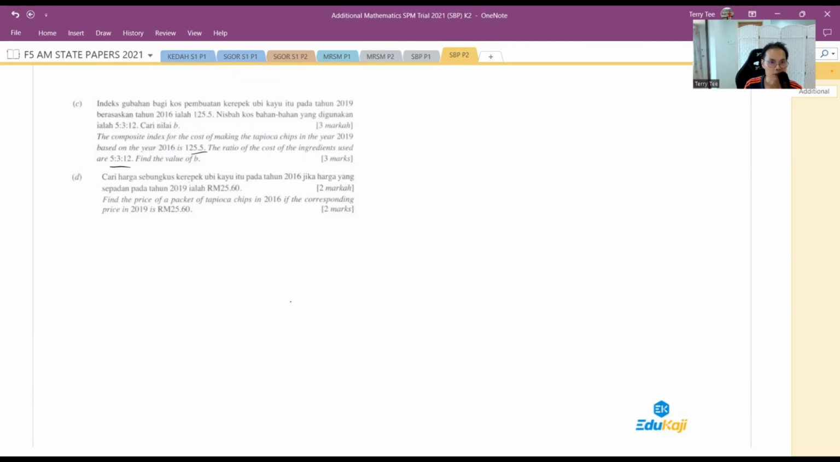So now we know that the overall increase from 16 to 19 is already given 125.5, right? So if the ingredient goes up in price, I mean, the price increases, so the selling price of a packet of tapioca chips is also going to increase at the same rate. So this is a basic assumption that they actually made. That is, when your cost goes up, your selling price must go up accordingly.